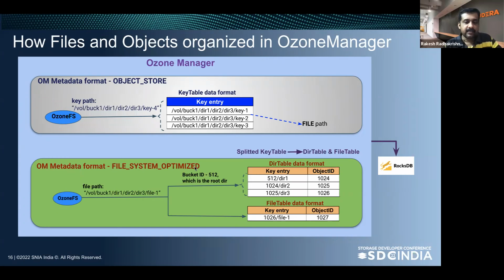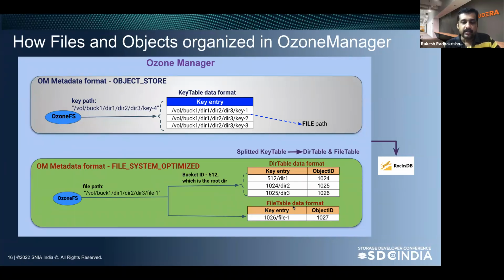And for the file system optimized bucket, we maintain clearly separate tables, splitting the key table into two: a directory table and a file table. Here the prefix ID is nothing but the parent ID, to maintain the parent-child relationship. And we have a bunch of directories like directory 1, 2, 3. Directory 1 has a relationship with the bucket ID, which is 512, for example, and it has an object ID created when I'm creating a directory. We make use of transaction IDs so that it maintains uniqueness across the operations. Once directory 1 is created, we'll create directory 2 using the object ID of directory 1, and it continues in the same fashion.